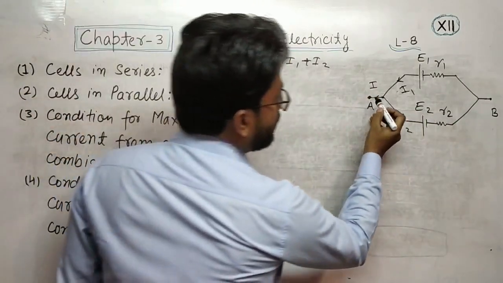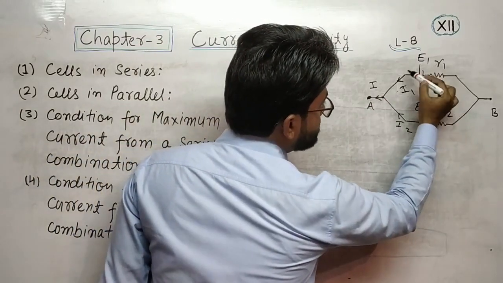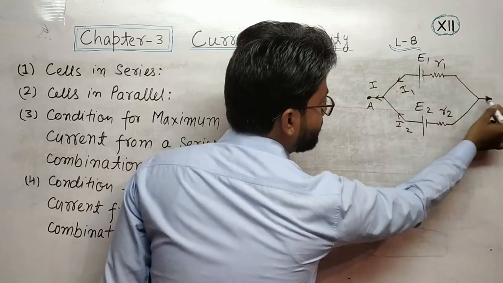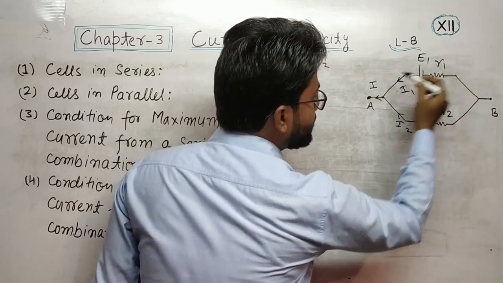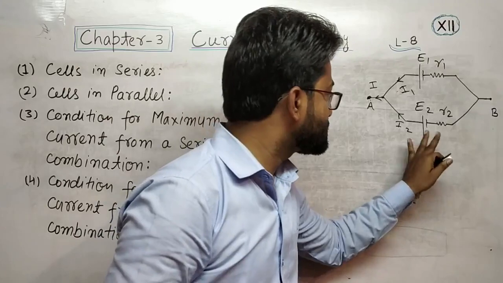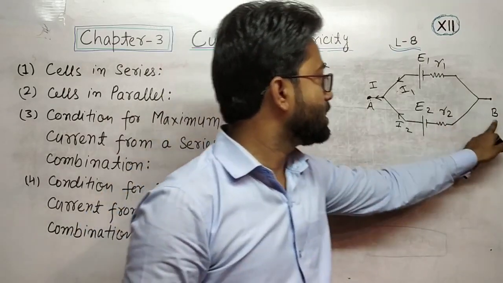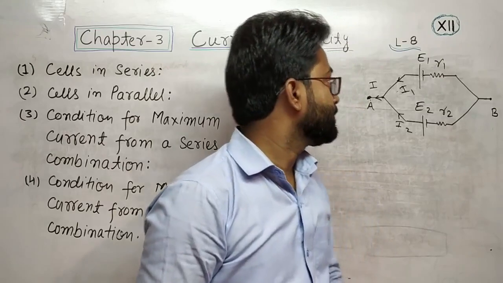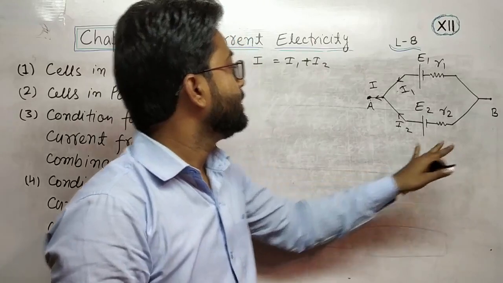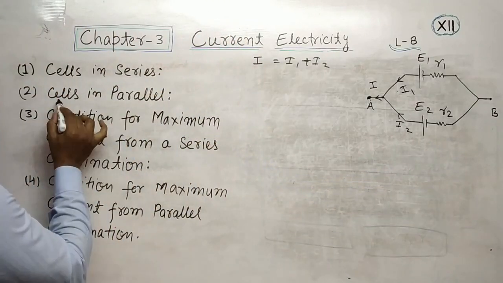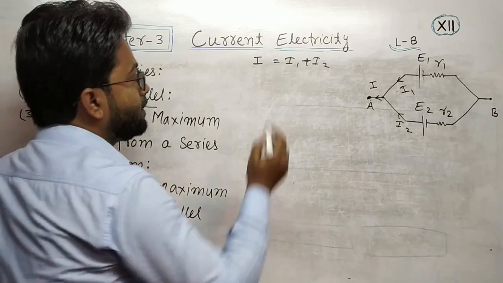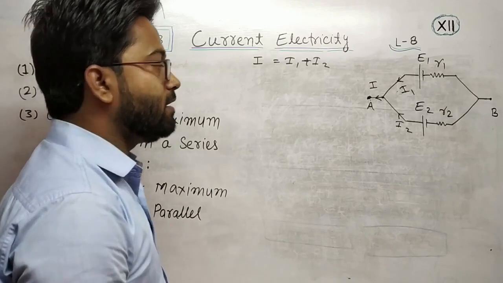We all know the potential difference across this cell and across this cell is the same, because cell 1 is connected across point A and point B, and cell 2 is also connected across point A and point B. Means these two cells are connected at common points, with the same potential difference. Then we can say the cells are in parallel. When two cells are in parallel, the total current is equal to the sum of individual currents.